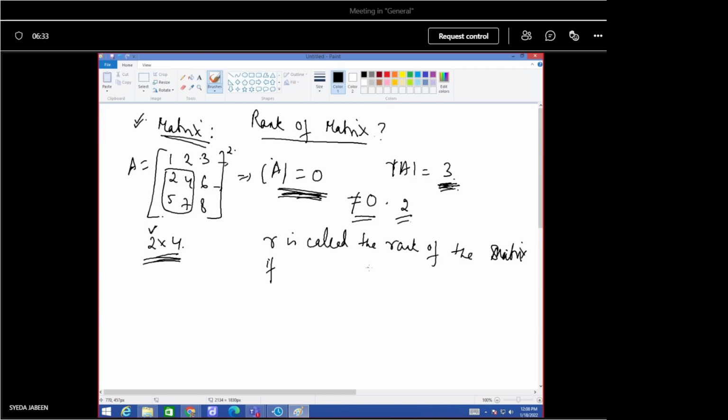We can say that order R will be the rank. Order of the largest submatrix whose determinant is non-zero. Yes, order of the largest submatrix. Repeat again: order of the largest submatrix whose determinant is non-zero. Yes, that is also correct.